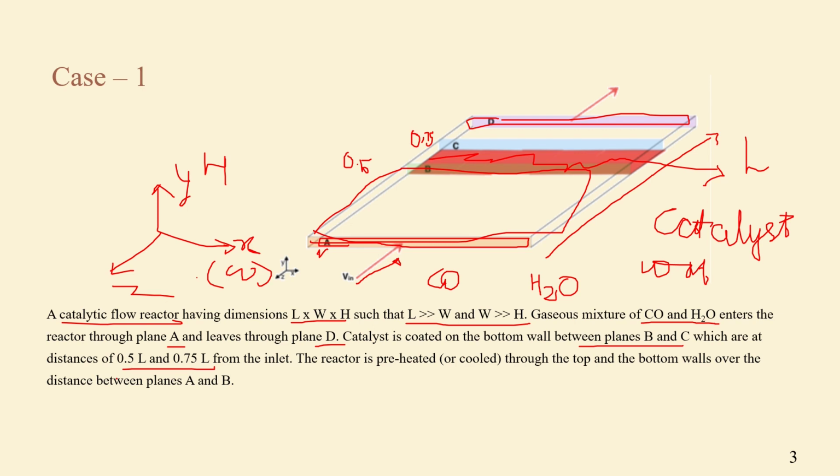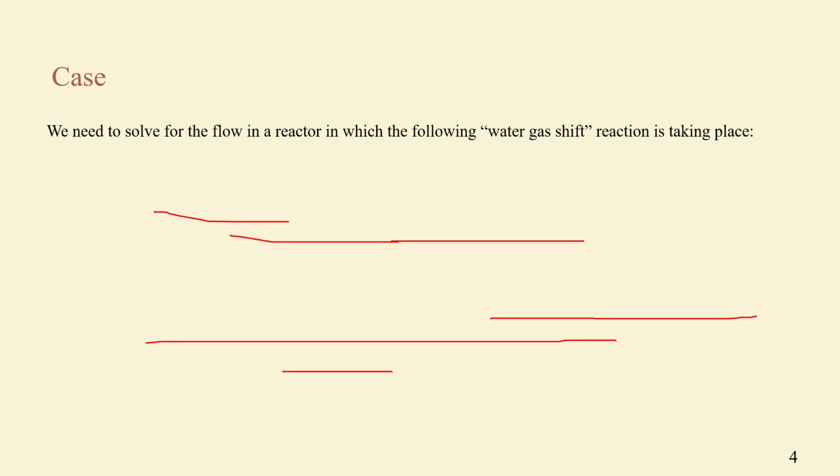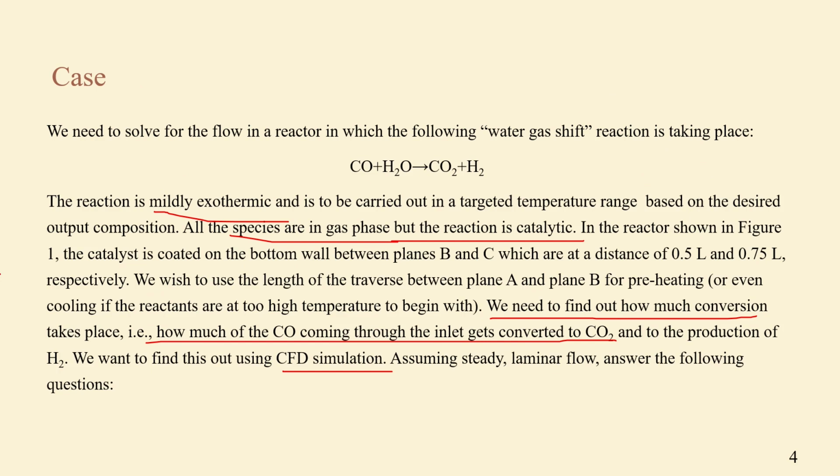So the reactor is preheated, or it can be cooled if the reactant temperature is too high, and it is given that the reaction is exothermic. Based on this, our objective is to see how much CO is converted to CO2. We need to find out the conversion, not exactly a conversion rate, but whether we can use the CFD tool to estimate this, and what the governing equations and boundary conditions would be that we can be using.